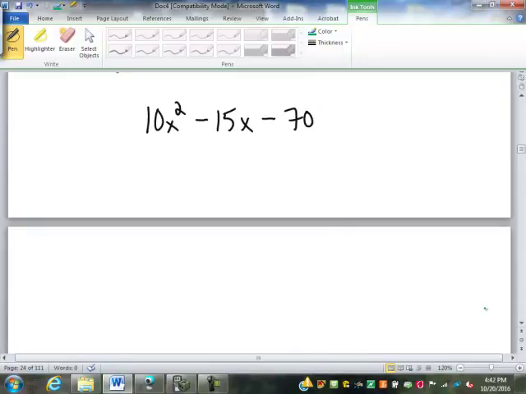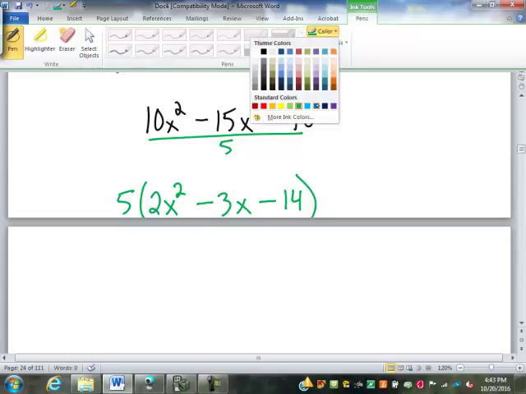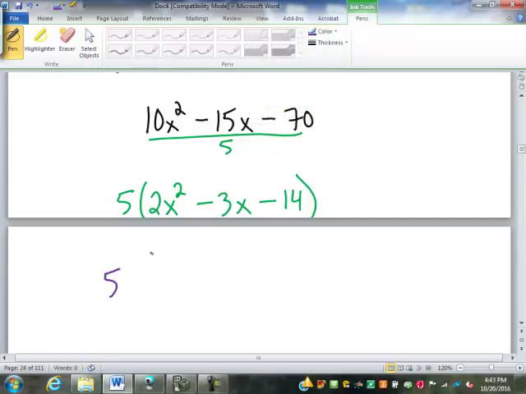What's our first step? Common factor, which is 5. So if we divide by 5, what are we going to get down here? 2x squared minus 3x minus 14. Good. So now the 5 doesn't change, but we're going to cut this into 2 factors.